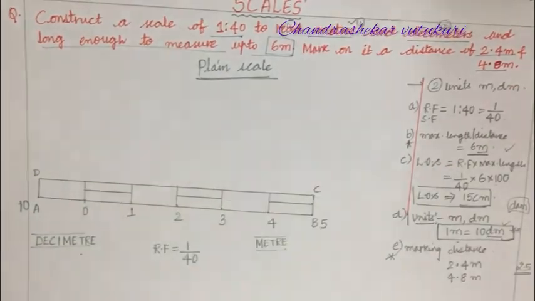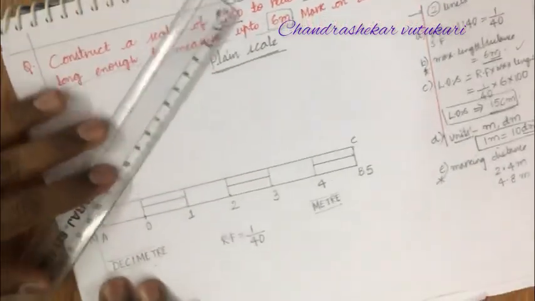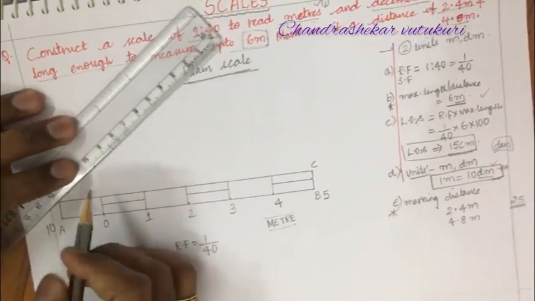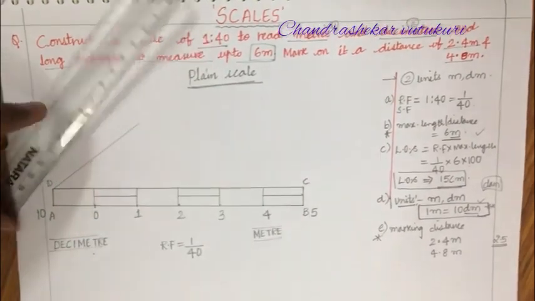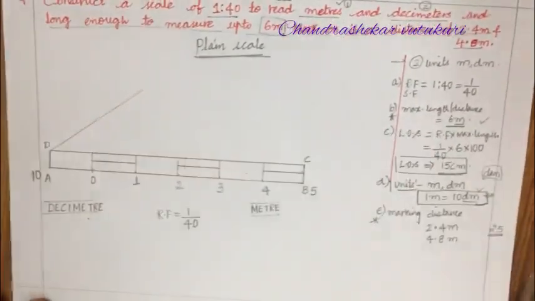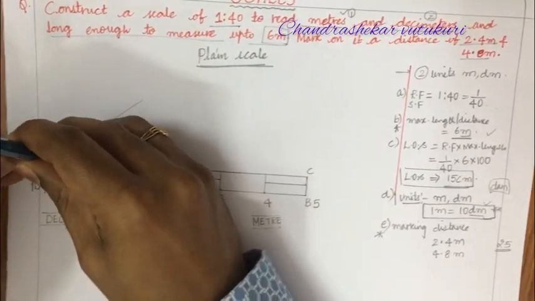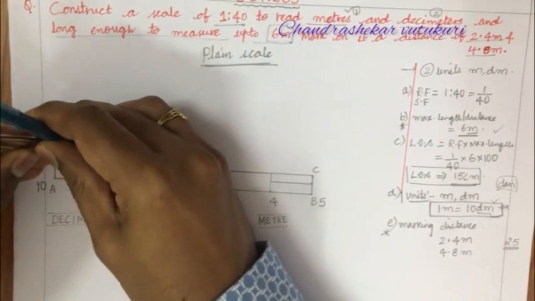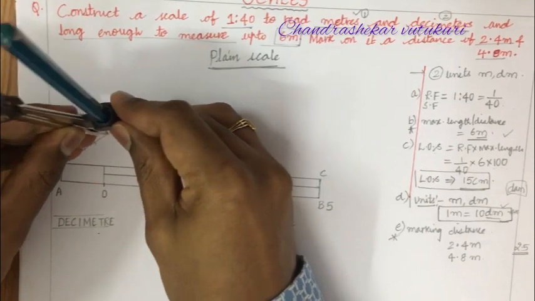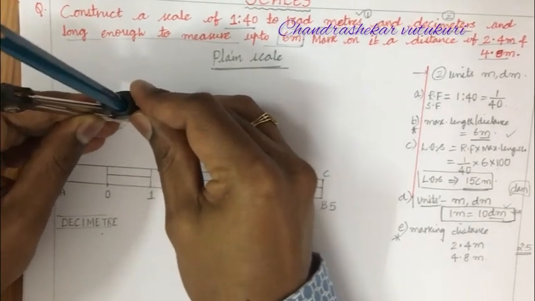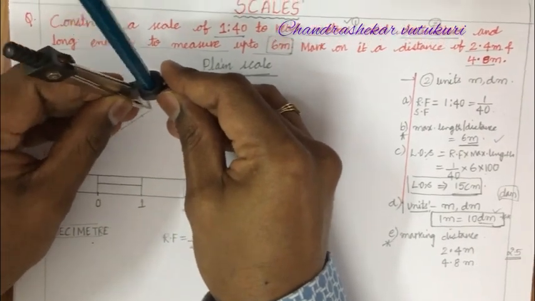So it is difficult for me to work out 0.25 on this. So what I am going to do here is work out the division of a line method, drawing a line at anything less than 45 degrees, and I am going to cut this with the compass into 10 equal divisions, isn't it? So 1, 2, 3, 4, 5, 6, 7, 8, 9 and 10.